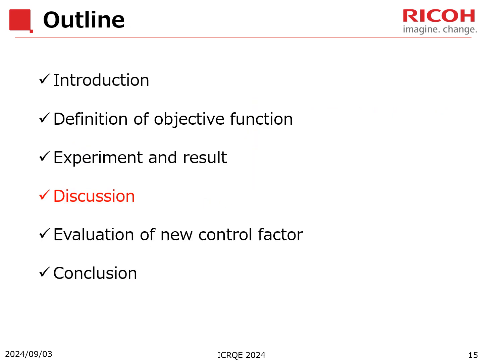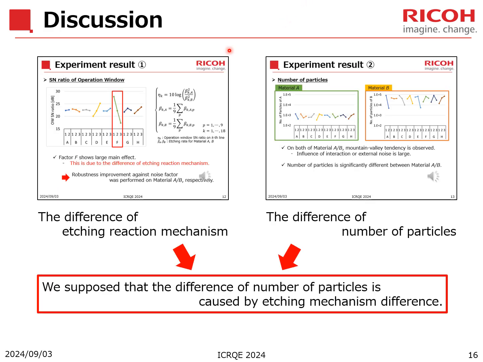Then I will talk about the discussion. Here, we discussed the results of our experiment. The result of the operation window SN ratio shows the etching reaction mechanism is different. On the other hand, the number of particles is also significantly different. From these results, we suppose that the difference in the number of particles is caused by the etching mechanism difference.